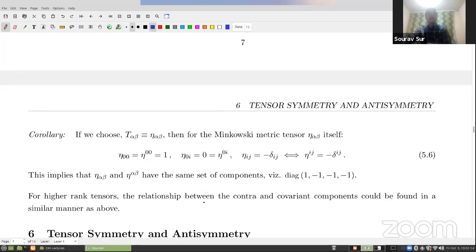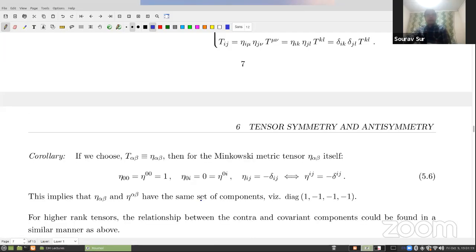For higher rank tensors, you can find the relationships in a similar manner.